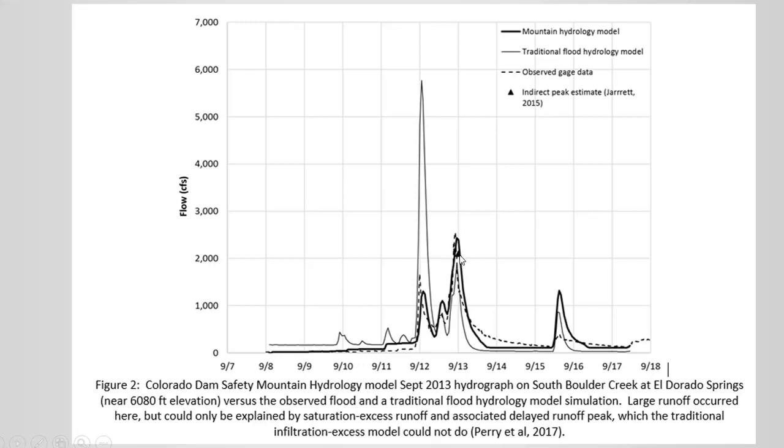And there was also an indirect peak. It's a little hard to see, but this triangle here is an indirect peak flow measurement made afterward to try to confirm that flood peak and verify the stream gauge data, and our model agrees well with that magnitude of the peak flow. So again, the traditional dam safety model, even at this lower elevation site, significantly overestimated peak flow from the September 2013 floods and got the timing wrong. Our new proof of concept method did a good job on the timing and the magnitude of the flood peak here.